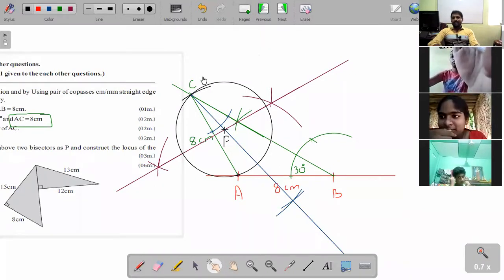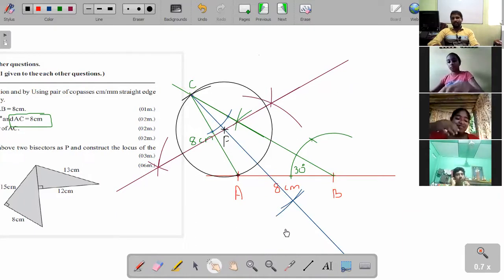10 marks you can get for this part. 10 marks out of 100. How many marks you got out of 10?